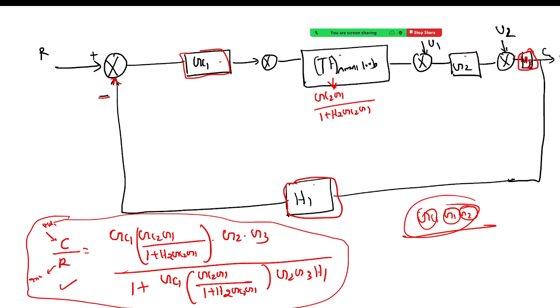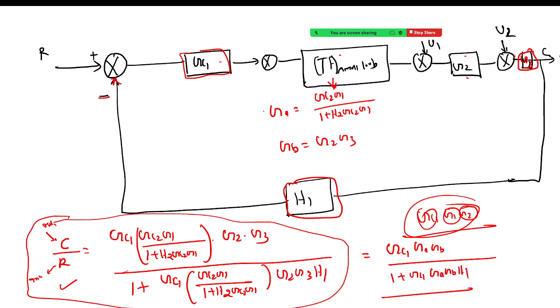Tell me. So if I say this one is your GA and let's say GB is equal to, I'll multiply this one, G2 and G3. So how will this look? So Gc1 GA GB divided by 1 plus Gc1 GA H1. So it will look very small. So I'm just assuming, I won't write these things repeatedly in the problem. I'll just assume this one is GA and this one is GB and I'll substitute here. So it will look like this one, right?